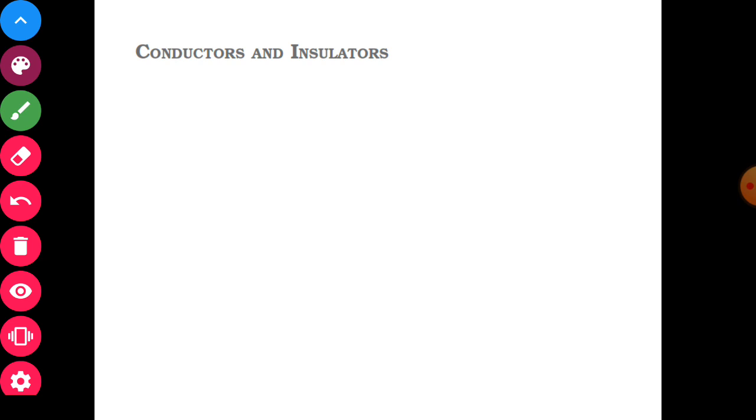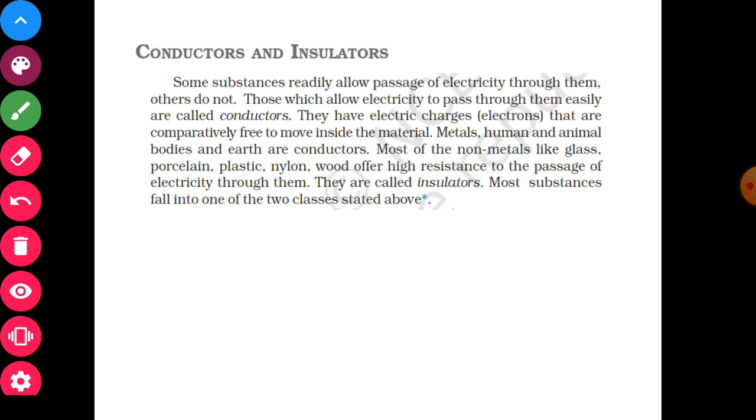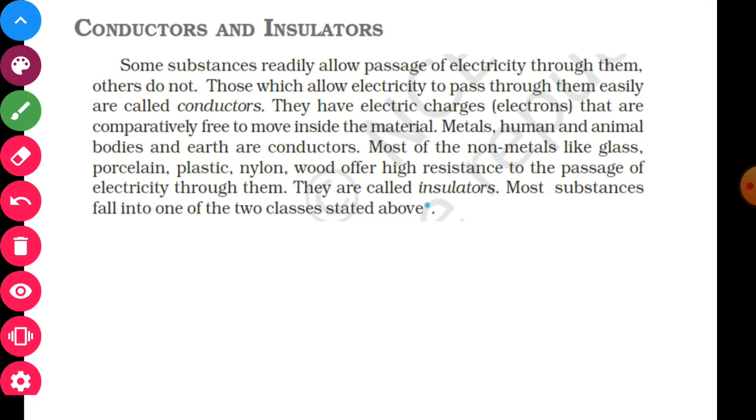Now the new topic is conductors and insulators. Some substances readily allow passage of electricity through them, others do not. Those which allow electricity to pass through them are conductors. They have electric charges that are comparatively free to move inside the material. Already they have the charges within them, and they allow the electric charge to flow through them. These charges are electrons.